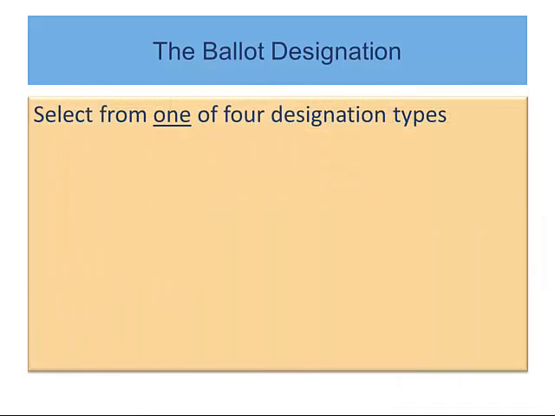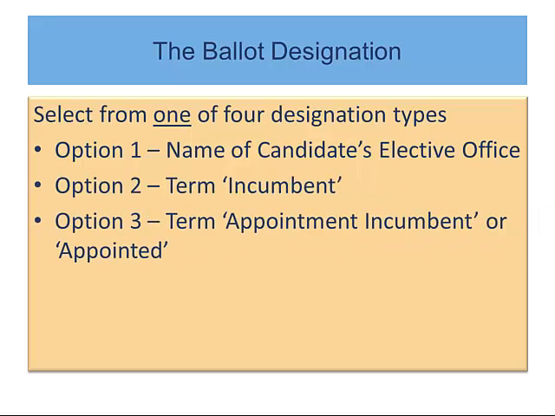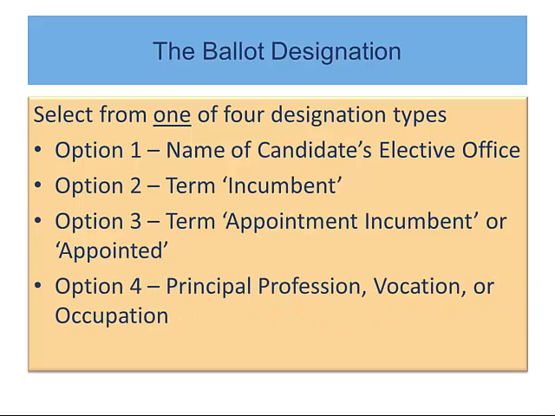Candidates must select from one of the 4 designation types. Option 1 is the name of the candidate's elective office. Option 2 is the term incumbent. Option 3 is the term appointed incumbent or appointed. Option 4 is the principal profession, vocation, or occupation, or the candidate may choose to not list a designation.